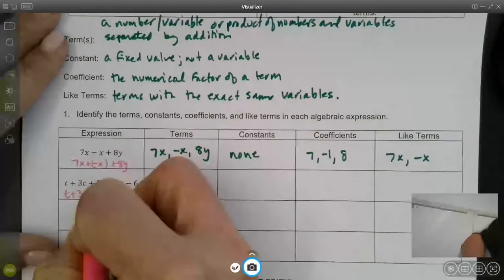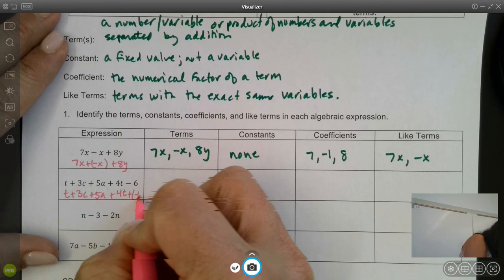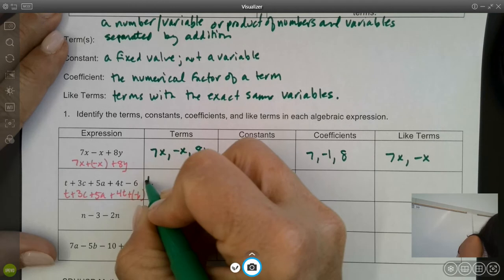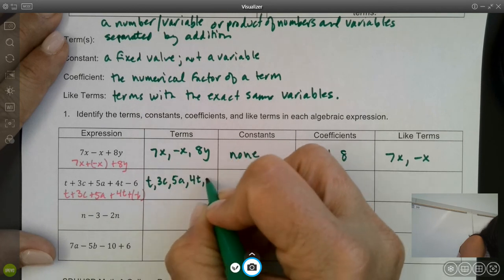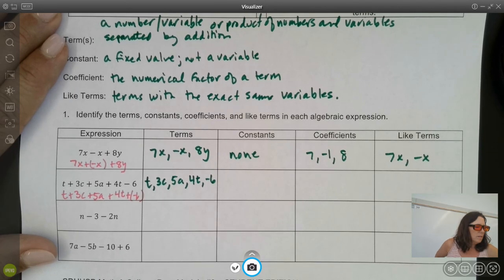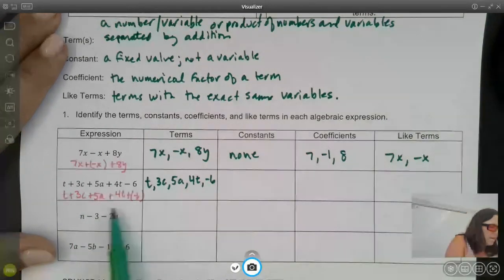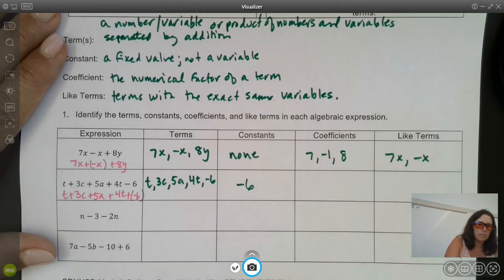t plus 3c plus 5a plus 4t plus a -6. Okay, so I got my terms: a t, a 3c, a 5a, a 4t, and a -6. I listed everything out separated by commas. My constants: the only thing in this expression that doesn't have a letter is this -6. That's the only constant in this problem.